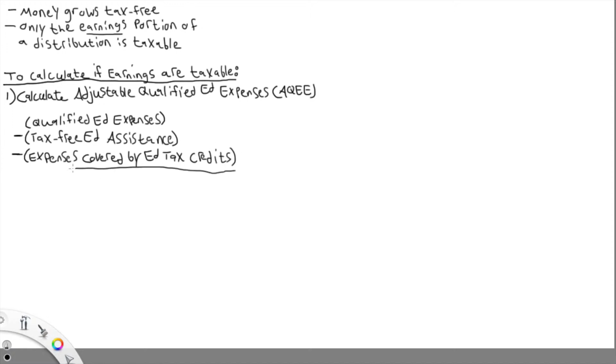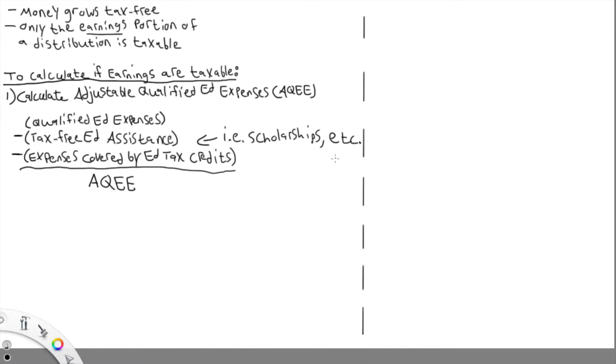tax credits. Tax-free educational assistance can be scholarships, Pell Grants, fellowship grants, veterans educational assistance, employer-provided educational assistance, or any other tax-free money received, excluding gifts and inheritance. Education tax credits can come from lifetime learning credits or the American Opportunity Tax Credit.